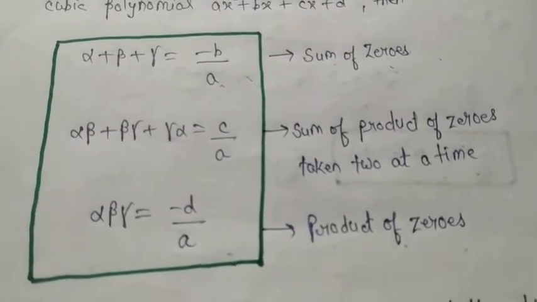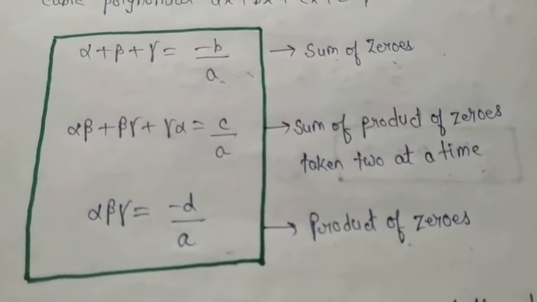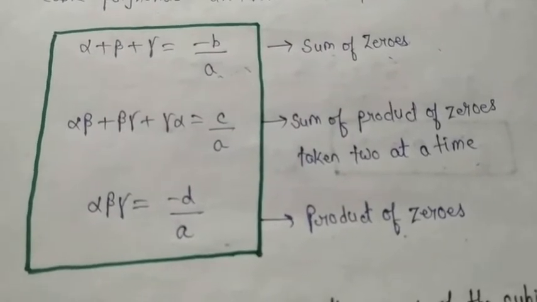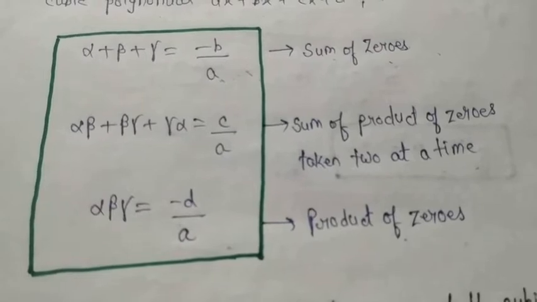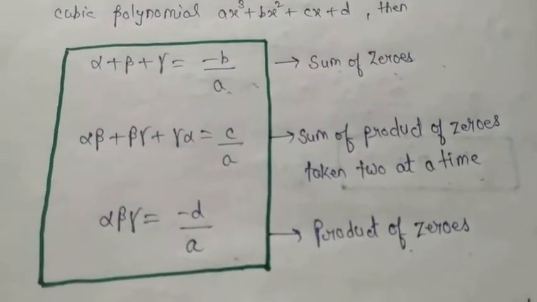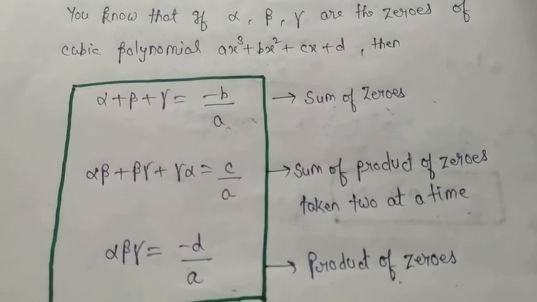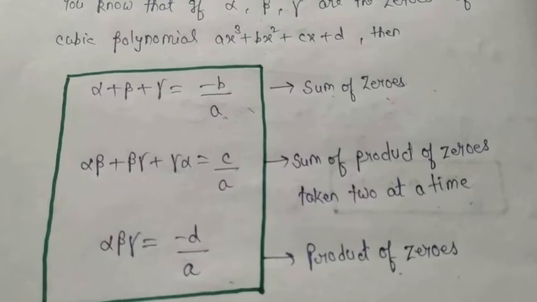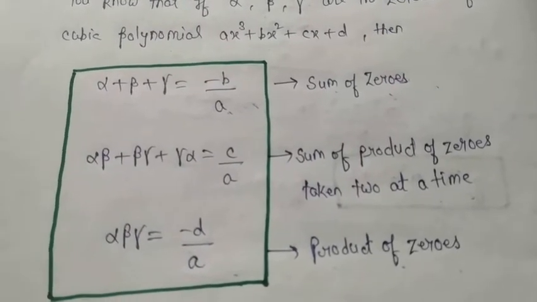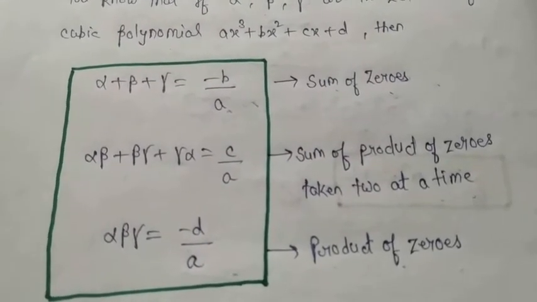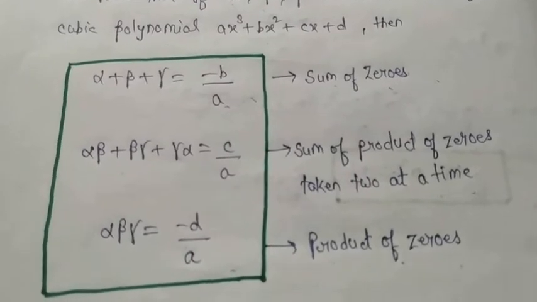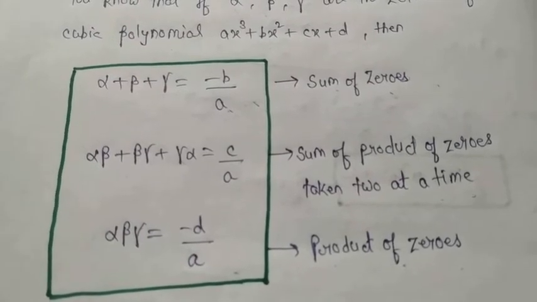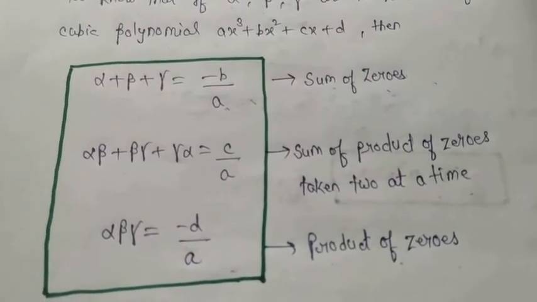Lastly, alpha beta gamma means alpha into beta into gamma, which is known as the product of zeros, and this is equal to minus d upon a. So students, these three are the main formulas to solve problems based on cubic polynomials. I am giving you a few seconds to memorize these formulas. I have already told you in previous parts, so let us rewind this. Try to focus on the formulas and revise them properly.